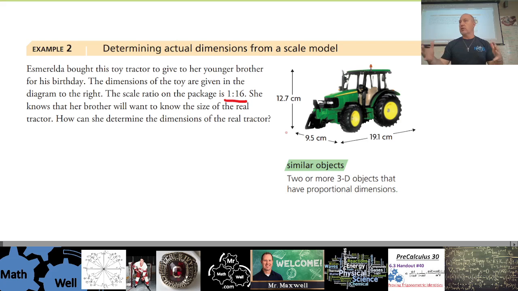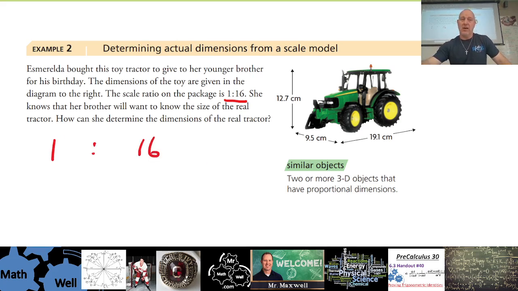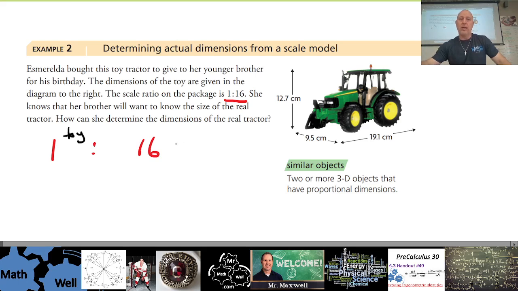This is almost embarrassingly easy, I think, right? We have 1 to 16. So if this is a toy, the real one is bigger or smaller? The real one's bigger. So the 1 would be the toy, right? And the 16 would be the real tractor. Okay, are we okay with that? So this is toy, this is tractor.